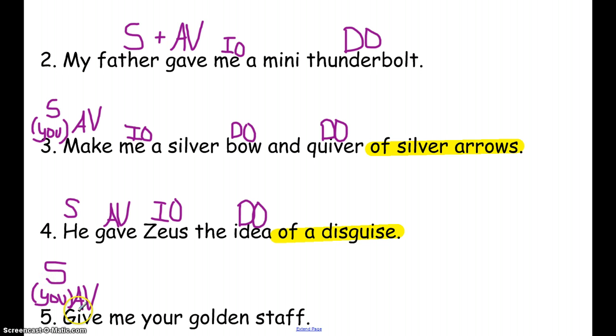I look for my direct object. You give whom or what? You give staff. You give a staff to whom or for whom? You give the staff to me. So there's my indirect object. And so this is the sentence pattern that looks at subject plus action verb plus IO and DO.